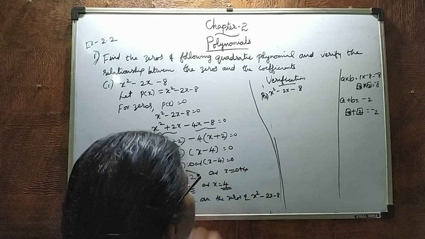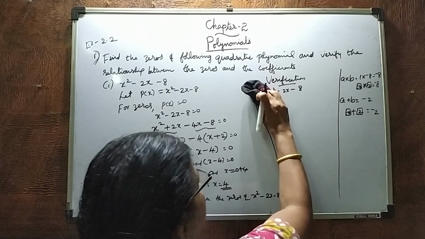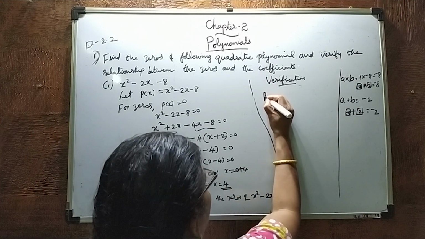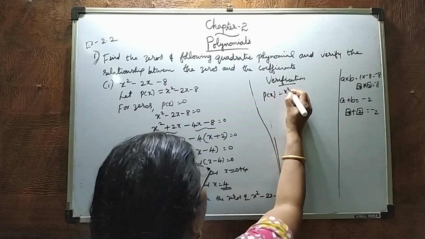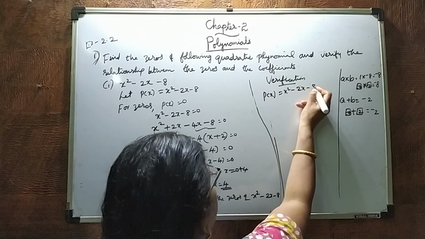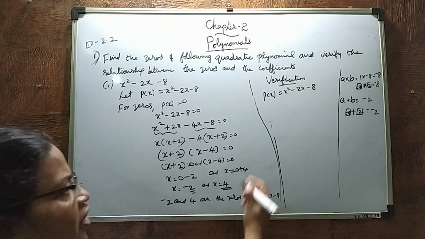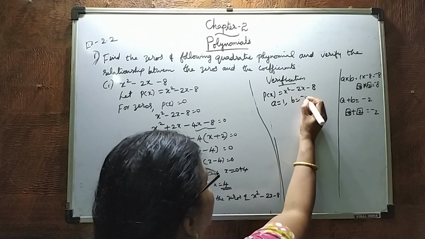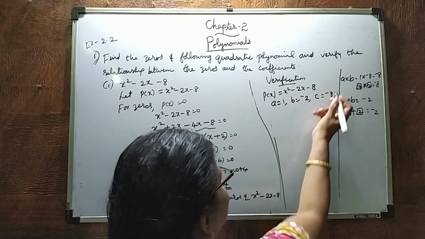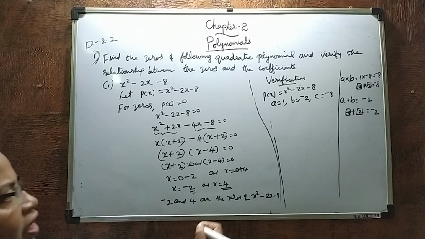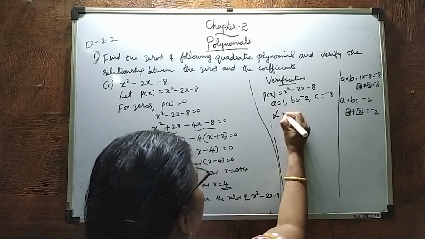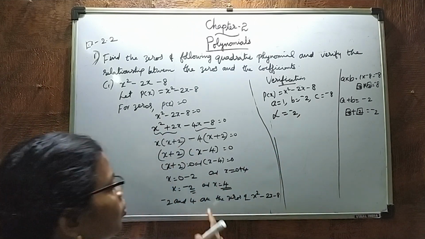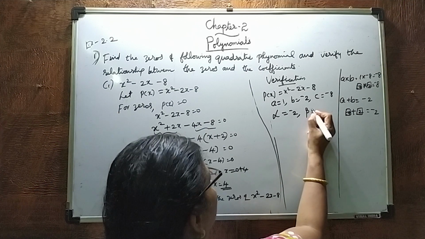So p of x is equal to x square minus 2x minus 8. From here what you can write? a is equal to coefficient of x square, 1; b equals negative 2; c is equal to negative 8. Now write it will be alpha and beta. Alpha is equal to which one you are getting here? x is equal to negative 2, that you can write as negative 2. Beta equals 4.